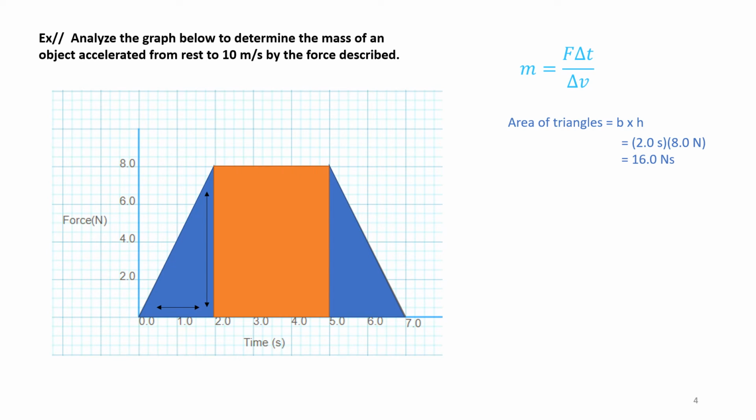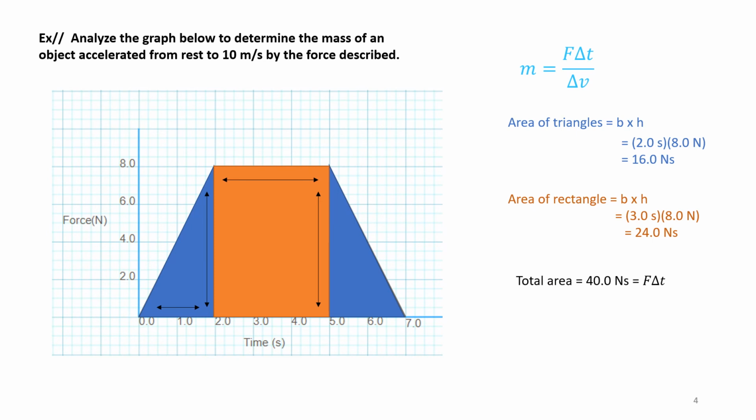To calculate the area of the square, we use the formula base times height. This gives us 3 seconds multiplied by 8 newtons, resulting in an answer of 24 newton seconds. We add our areas together to determine total impulse, resulting in a value of 40 newton seconds. So now we have all the information we need to solve for mass. F delta T is equal to 40 newton seconds, and delta V is equal to 10 meters per second since the object accelerates from rest to 10 meters per second. So that gives us a final answer of 4 kilograms.